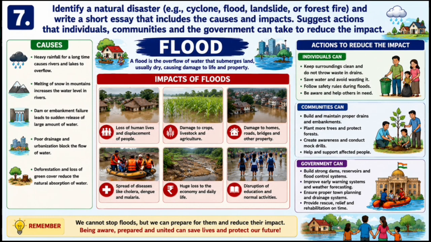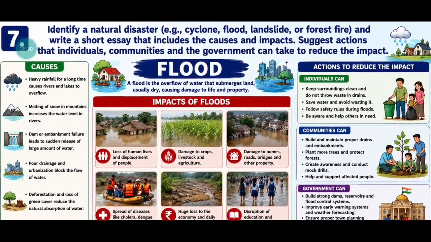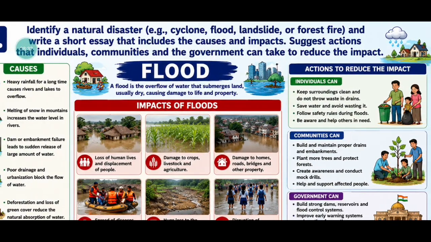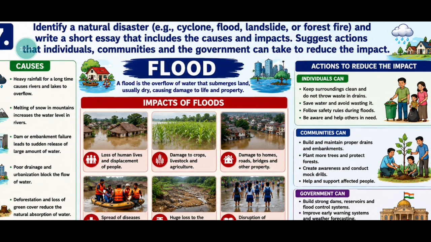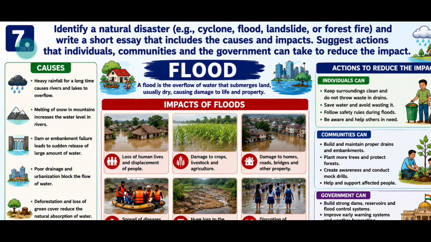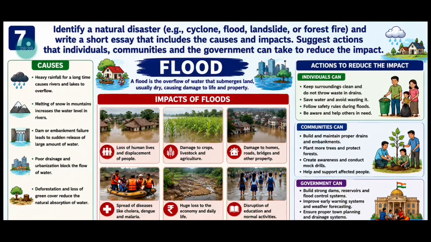Now there is the last question, last NCERT question. The question is, identify a natural disaster. For example, there is cyclone, flood, landslide or forest fire. Fine. And write a short essay that includes the causes and impact. Suggest actions that individuals, communities or government can take to reduce the impact.